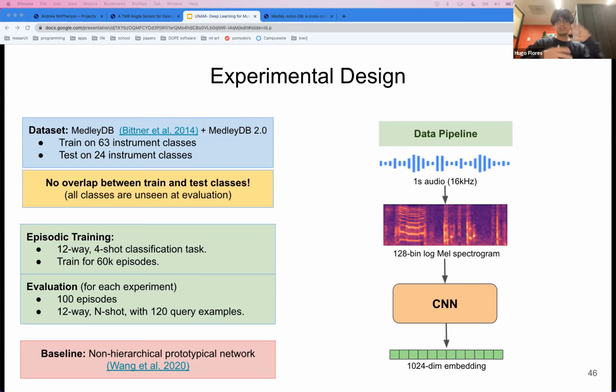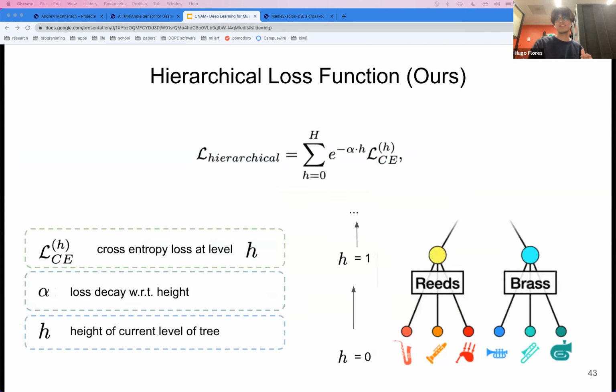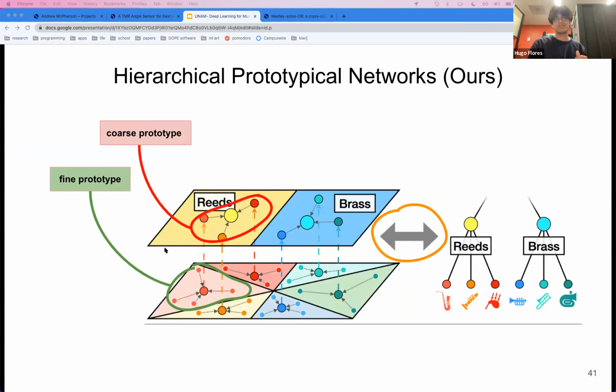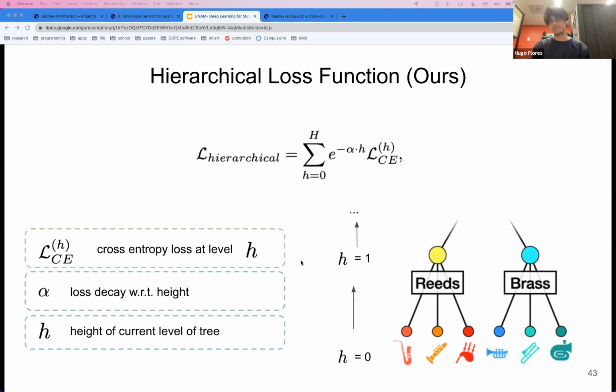So at each of those training steps, you're doing a 12 classification task. So you're going to have 12 instruments on this embedding space each training step, but it's going to be 12 different instruments every time. So that's how it's different from a regular supervised classification task.